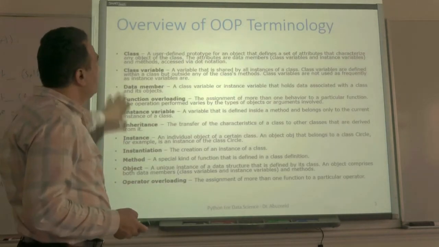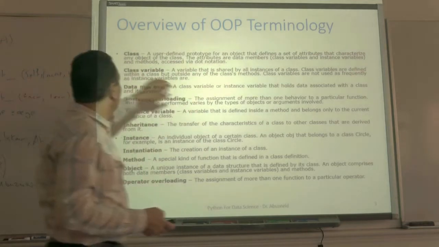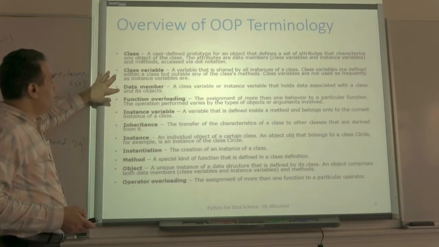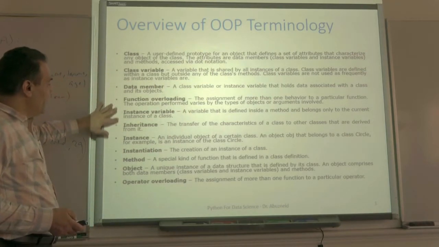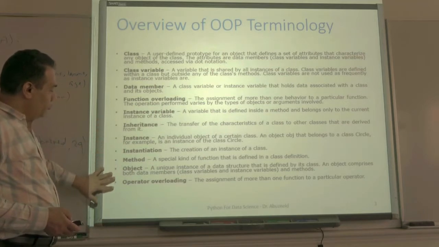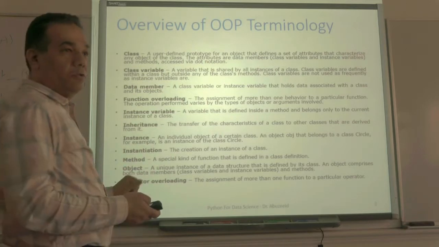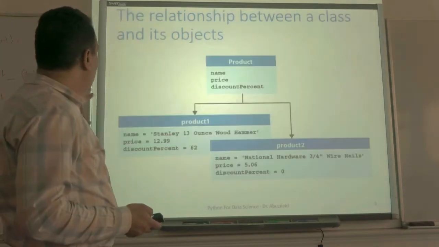All right. So this is a little bit of an overview about object-oriented programming terminology, like a class variable, data member, function, instance variable, inheritance, instance, method, object. I'm sure you are familiar with that. If not, it's your responsibility to get familiar. We already covered that.